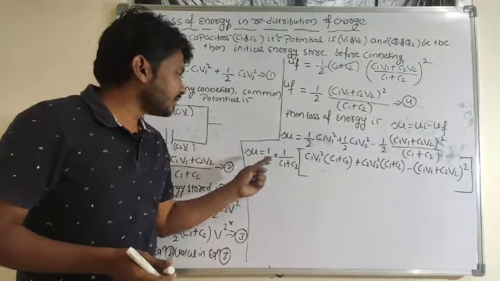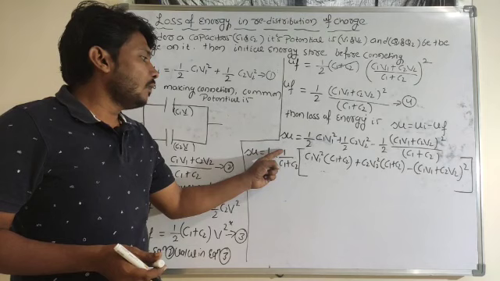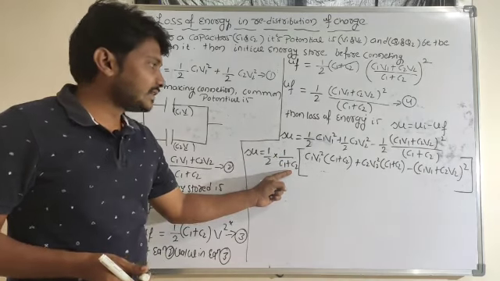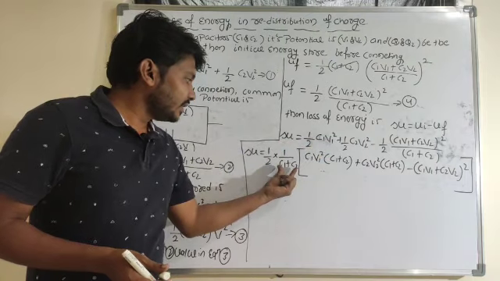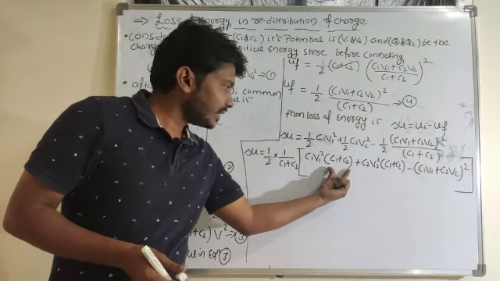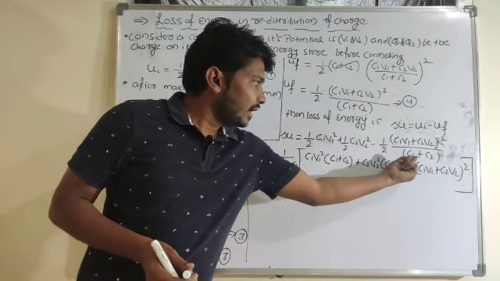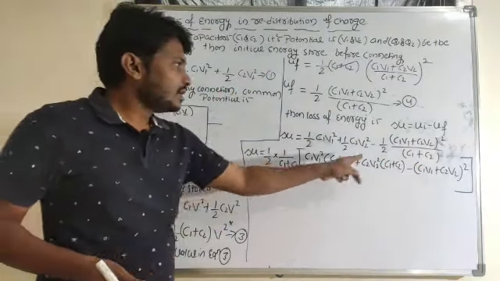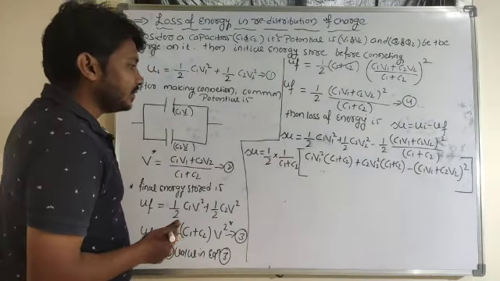So from this equation, I took 1 by 2 into 1 by (C1 plus C2) as a common here. So 1 by 2 is common. C1 V1 square, in denominator C1 plus C2 is there. Just I will make that: in numerator I will multiply by C1 plus C2. Here also same, in denominator C1 plus C2 is there. So this term will become C1 V1 plus C2 into V2 whole square.